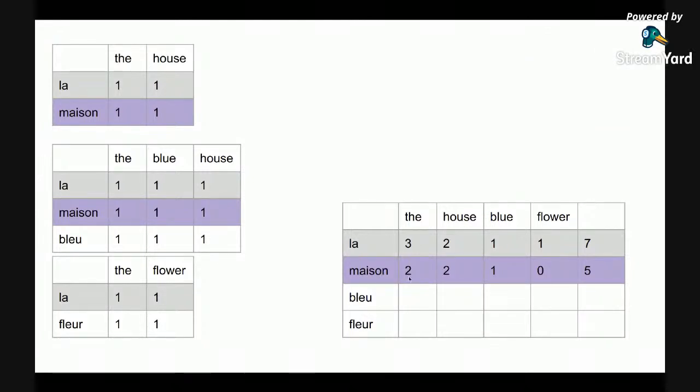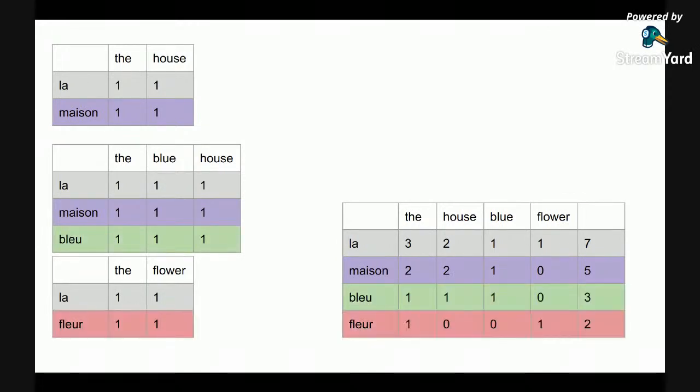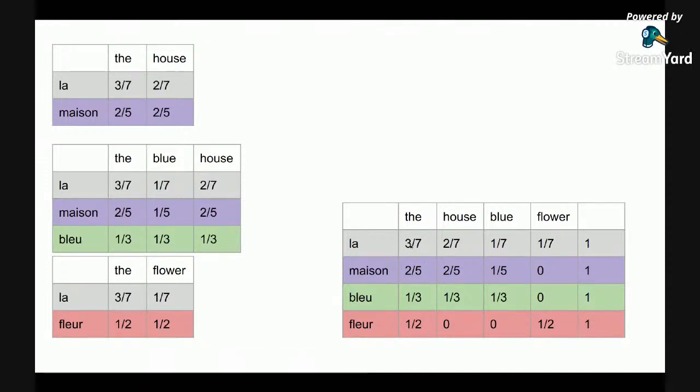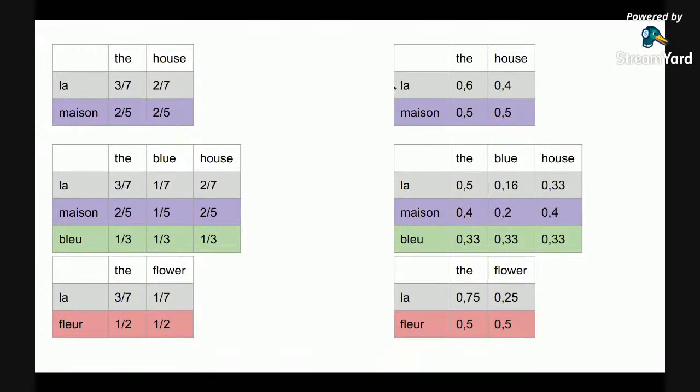We have maison with the and with the house. The sum is 5, 3, 2. Now I normalize these values by dividing every cell by the total here. As you can see, we have ones. Here we have 3 divided by 7, 2 over 7. And then I reassign this probability to the tables. Here we have 3 sevenths, 2 sevenths, 2 fifths, 2 fifths, and exactly. I reassign these values to these tables and recalculate these values.